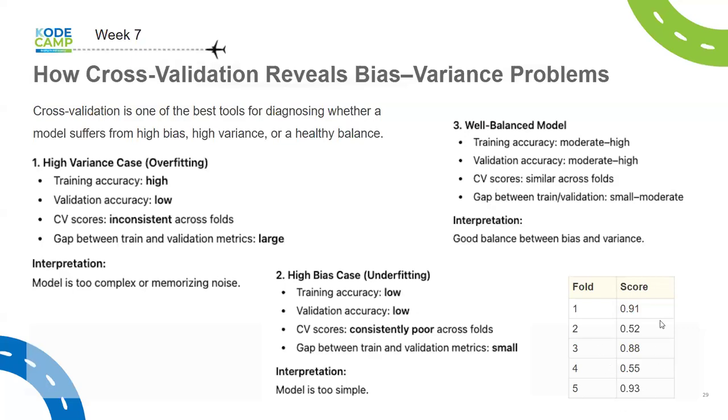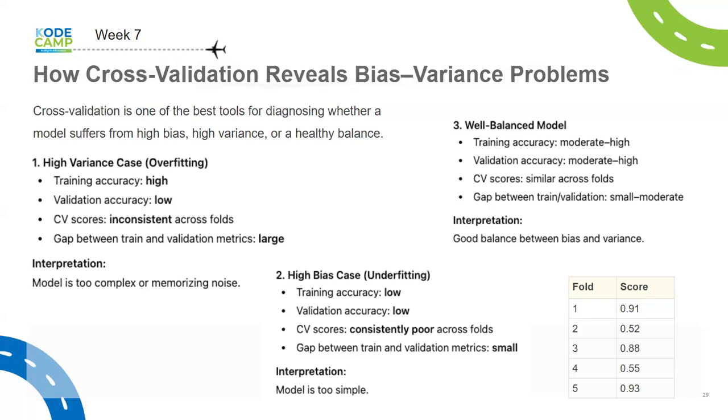So you see, the score is fluctuating. When the score fluctuates like this, you know that this is a variance problem. It's high variance. It is overfitting on some of the training data and not overfitting on others, so it has a high score on the ones it's not overfitting, and a low score on the ones it is overfitting. So cross-validation is one of the best tools you can use for diagnosing whether a model has high bias, high variance, or a healthy balance.